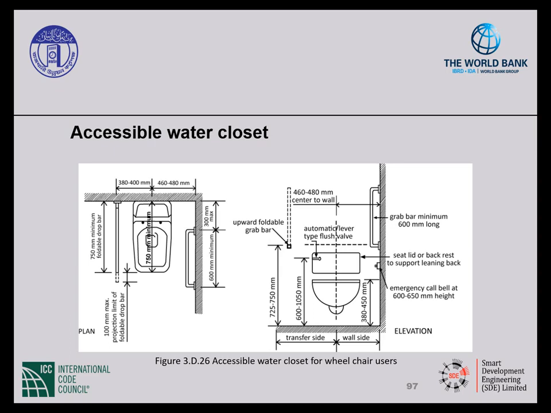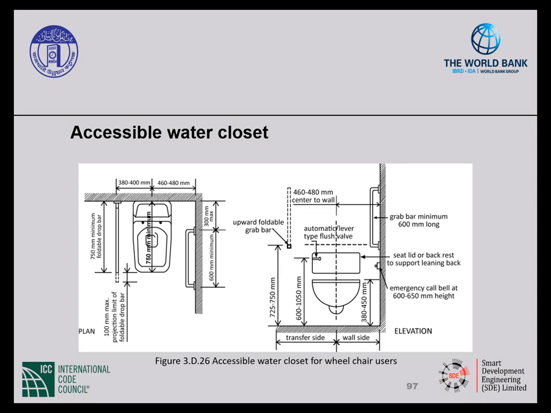The fixture should project a minimum 750 millimeters from the back wall to allow for side transfer. And you need to provide 3 grab bars at the fixture. Remember, the grab bars are 40 by 50 millimeters diameter and are provided on 2 sides of the fixture. On the side wall, it's a minimum 600 millimeter long horizontal grab bar that's mounted 725 to 750 millimeters above finished floor to the top, and positioned a maximum 300 millimeters from the rear wall.